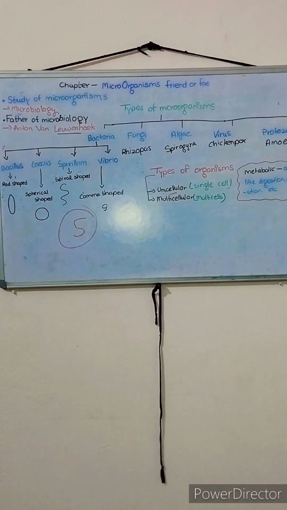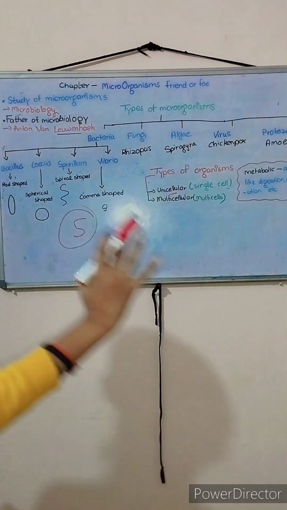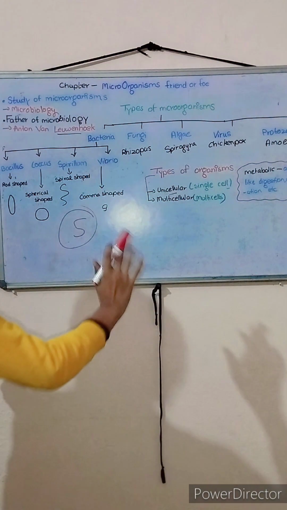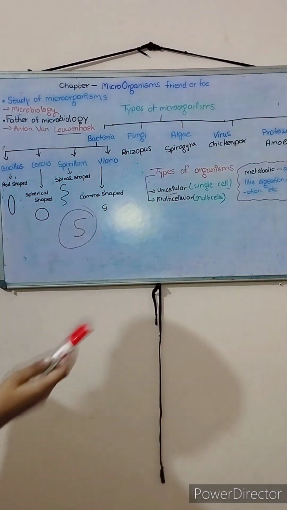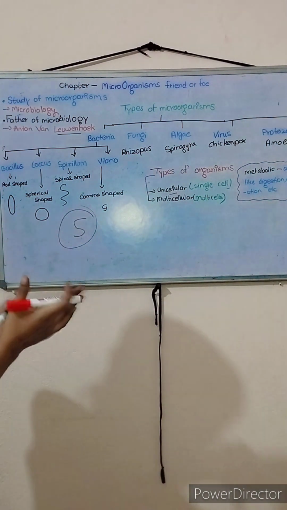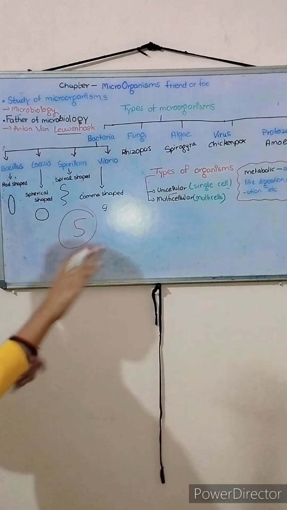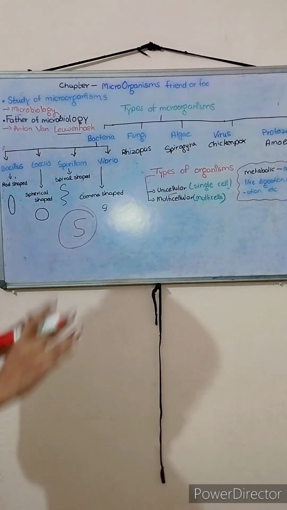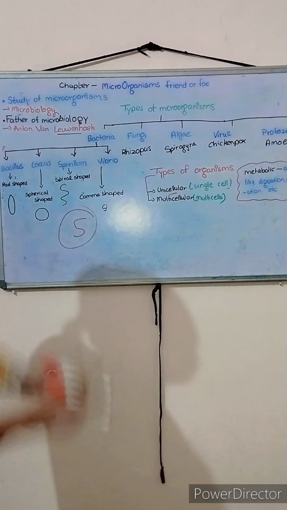So now we have studied specifically bacteria, and now we are going to study the other 4 types of microorganisms. Second one is fungi. So what is fungi? It is a large group of microorganisms which do not have chlorophyll, and they don't show photosynthesis. They are heterotrophs. An example is Rhizopus, which is bread mold.